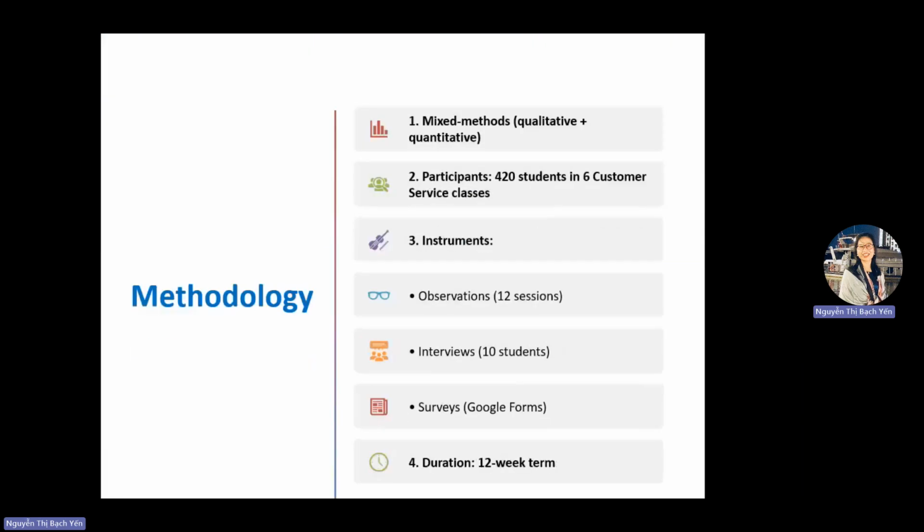Move to the next, about the methodology. In this study, I apply mixed methods, including qualitative and quantitative. The participants who joined this study include 420 students in 6 customer service classes, and I myself teach these 6 classes. About the instruments, I apply three instruments.